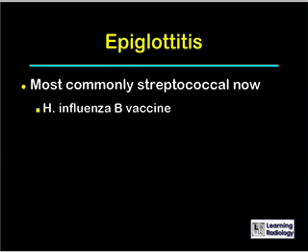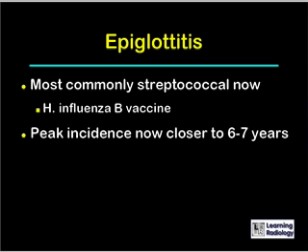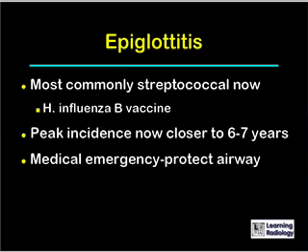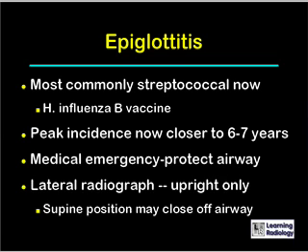Epiglottitis is now most commonly caused by Streptococcus because of the advent of the Haemophilus influenza B vaccine, and the peak incidence has moved from earlier in childhood to now closer to 6 to 7 years of age. It is a medical emergency. The airway needs to be protected. Usually, the diagnosis can be made using conventional radiography, a soft tissue lateral neck, in the upright position only because a supine position may close off the airway.